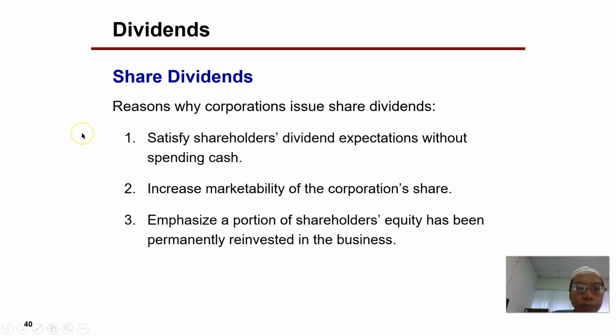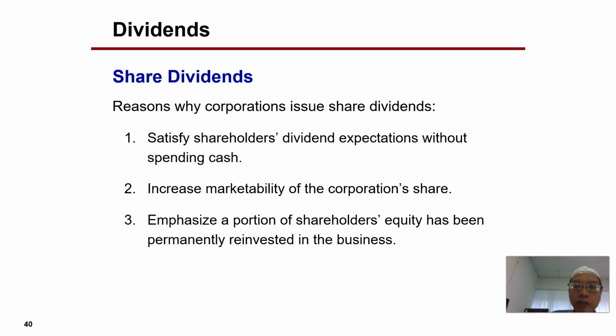So why do companies issue share dividends? Firstly is to satisfy shareholders' dividend expectation without spending cash. Because shareholders are expecting dividend every year, for example, but if the company decides to keep its cash, then they have the option of giving out share dividend instead of giving out the cash. And then they might want to increase the marketability of the corporation's shares, and they might want to emphasize a portion of shareholders' equity has been permanently invested in the business.